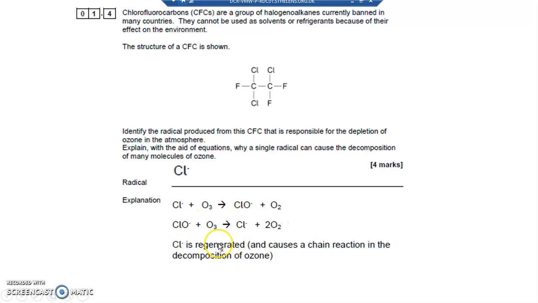So the Cl dot is regenerated, and that's why one single radical can cause the decomposition of many moles of ozone, because it's regenerated, and it causes this chain reaction to keep on decomposing ozone.